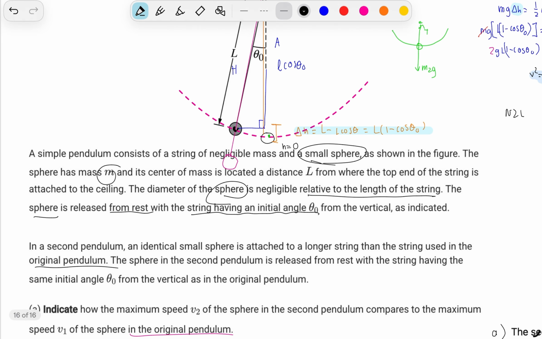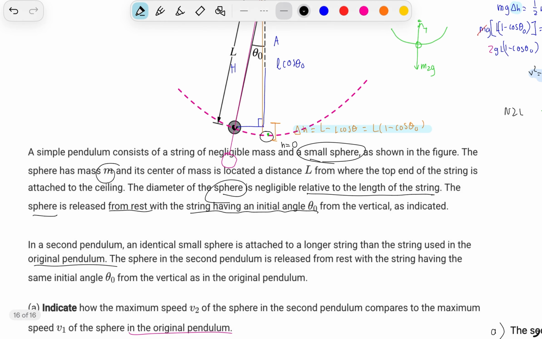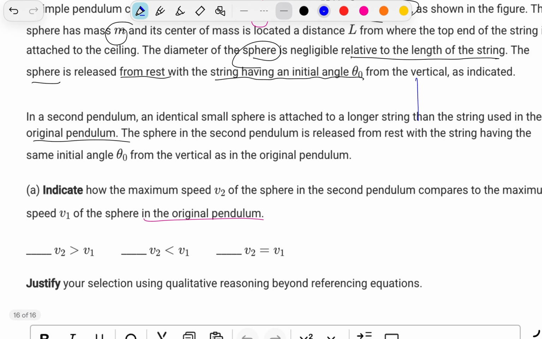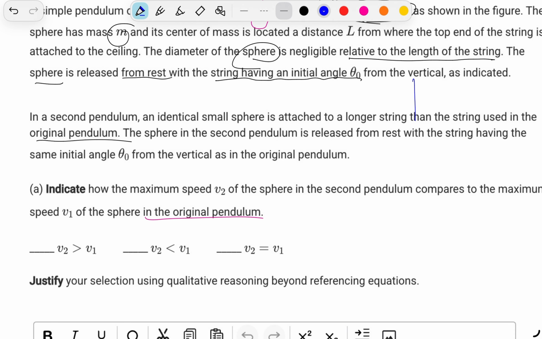So the diameter of the sphere is negligible relative to the length of the string because that sphere is just so small. And the sphere is released from rest with the string at an initial angle theta initial from the vertical, which means just a vertical line. So we have a second pendulum, and an identical sphere is attached to a longer string than the sphere used in the original pendulum. The sphere in the second pendulum is released from rest with the string at the same theta initial from the vertical as the original pendulum.